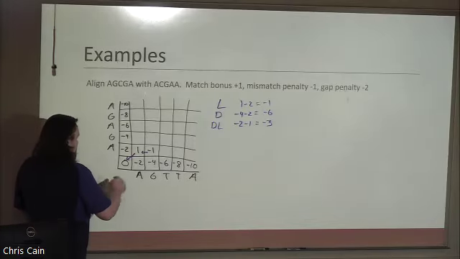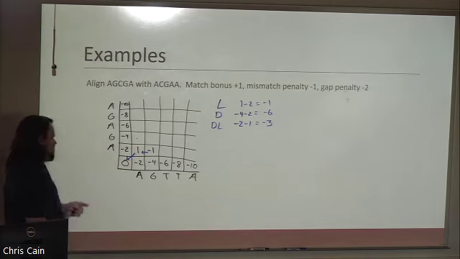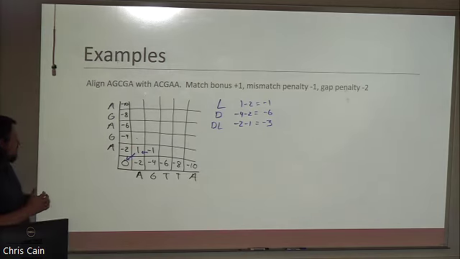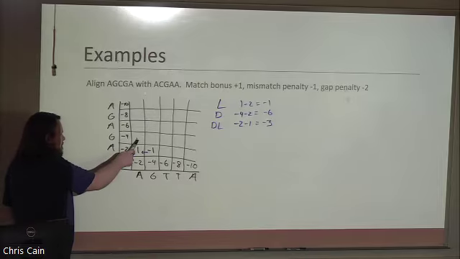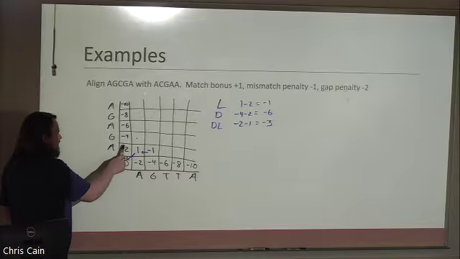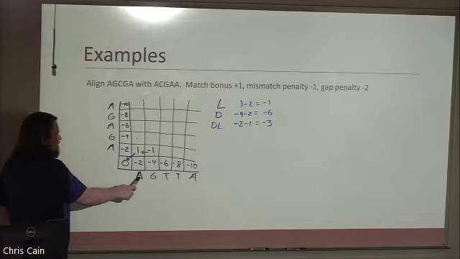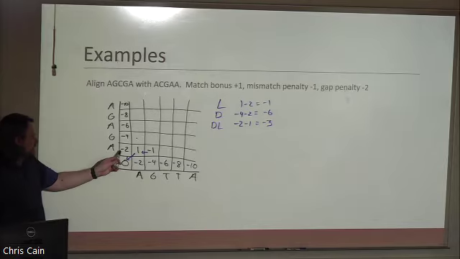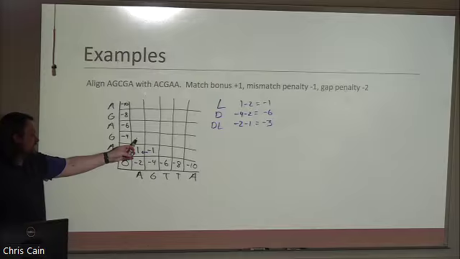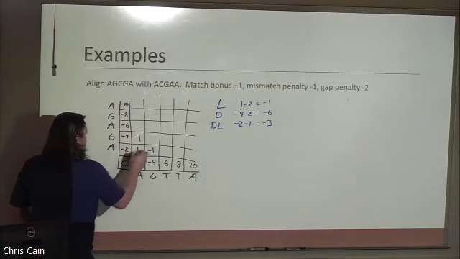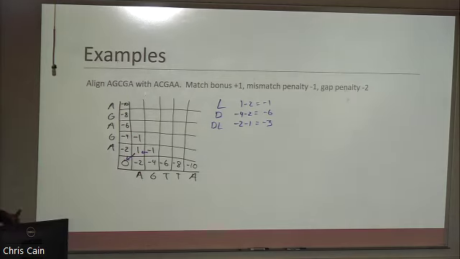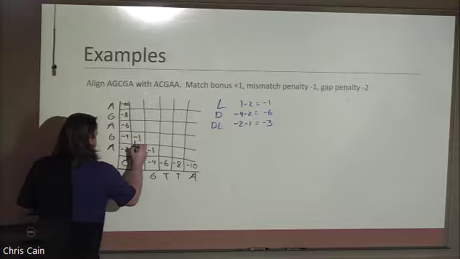Let's do this one. How do we calculate it? What are our three options? We can come from the left: -4 minus 2 is -6. We come from down left, that's -2, and at this point we have a mismatch between the A and the G. So -2 minus 1 gives us -3, which is better than -6, best so far. We could also come from the down: 1 minus 2 for the gap penalty gives us -1, which is the best value.